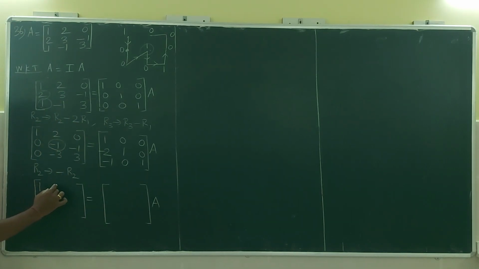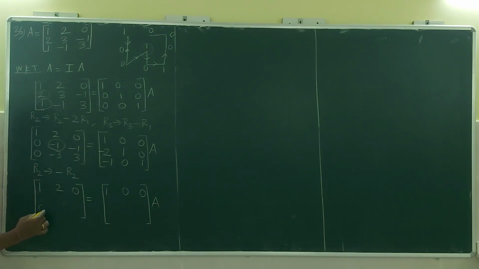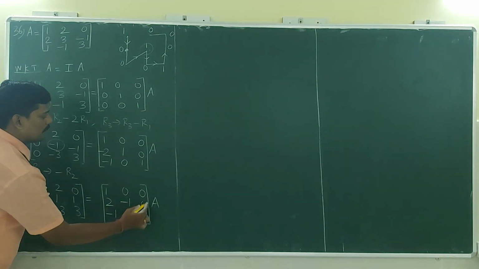So, listen. The first row will be as it is: 1, 2, 0, 1, 0, 0. And the third row also as it is: 0, minus 3, 3, minus 1, 0, 1. Now the second row implies minus of the second row. So I have to multiply each and every element of the second row by minus 1. I mean 0, 1, 1, and this is becoming 2, minus 1, 0.